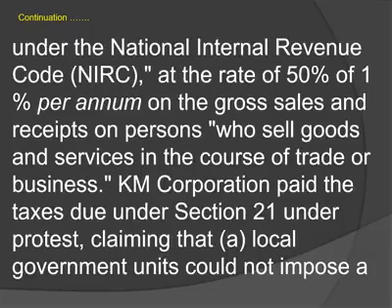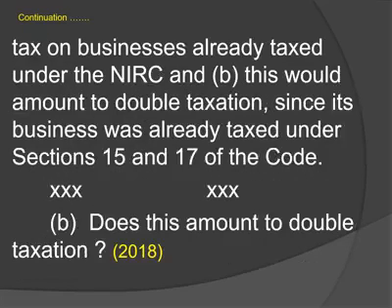Now take note again, as you're running through this, try to recall what we have talked about. And if you do recall right, you would notice that this is the Coca-Cola case. And the Coca-Cola case was related to the case of Acevedo. So, KM Corporation paid the taxes due under Section 21 under protest, claiming that local government units could not impose a tax on business already taxed under the NIRC, and this would amount to double taxation since its business was already taxed under Sections 15 and 17 of the code. Does this amount to double taxation?